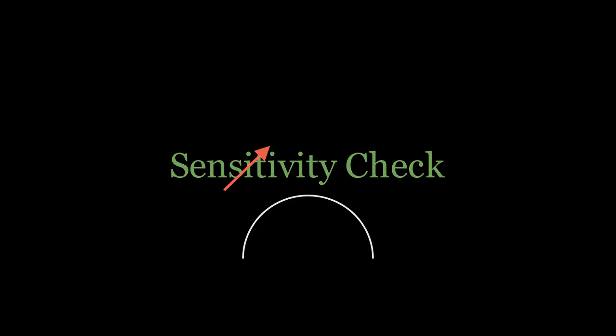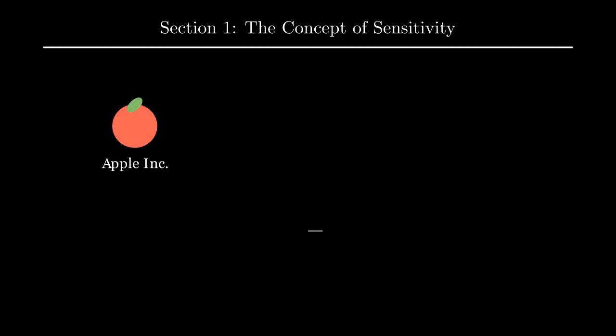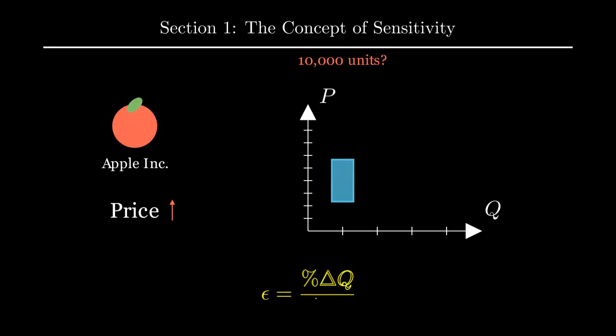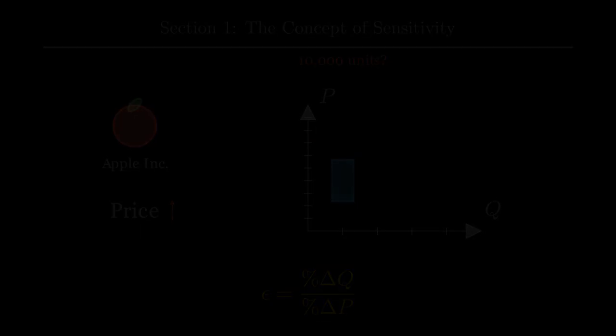Section 1. The concept of sensitivity. Think about Apple Inc. When they raise the price of an iPhone by $1, does demand drop by 10 units or 10,000 units? That responsiveness is what economists call elasticity, and mathematically, it is powered by the derivative. It is the measure of how sensitive one variable is to another. In a world of finite resources, knowing this sensitivity is the difference between profit and bankruptcy.